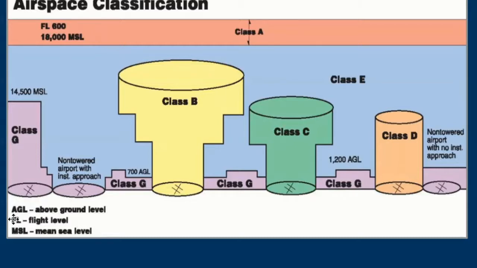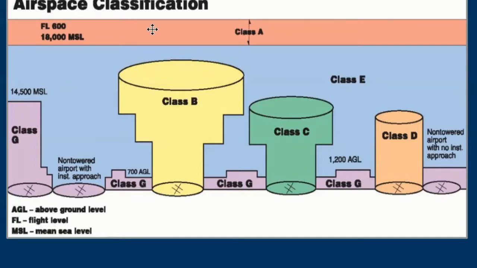Note these acronyms down here. We have AGL, which means above ground level, which is the altitude from the ground, which is mean sea level minus the elevation of the ground. And then FL is your flight level where you're actually flying.